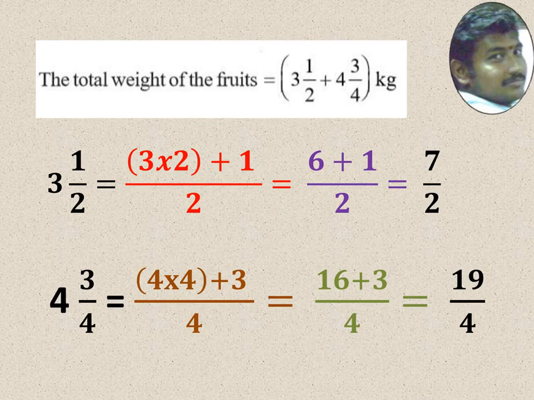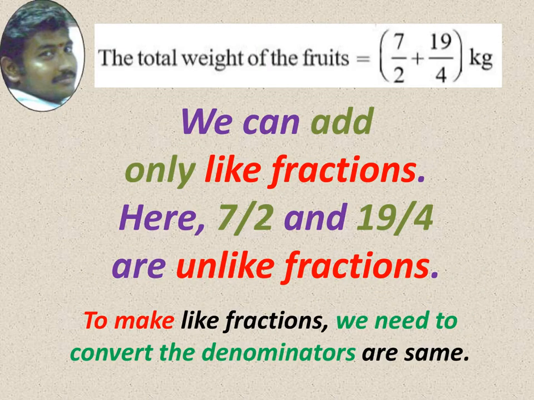4 3 by 4. 4 into 4 is 16, 16 plus 3 is 19, 19 by 4. So 4 3 by 4 is equal to 19 by 4. So we made the mixed fractions improper. Now the total weight of the fruit is equal to 7 by 2 plus 19 by 4. 7 by 2 and 19 by 4 are not like fractions. So we have to convert them into like fractions. To convert to like fractions, you should have the same denominator.